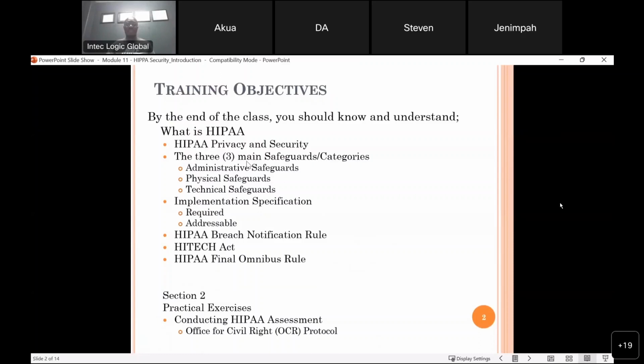First, we're going to know what HIPAA is about. We'll learn a little bit about privacy. We'll be focusing more on the security side of HIPAA. We'll learn about the safeguards. We'll also learn about the implementation specifications, the required and addressable, then some other rules that were added to HIPAA: the Omnibus Rule, the HITECH, and the Breach Notification. So we'll touch those today.